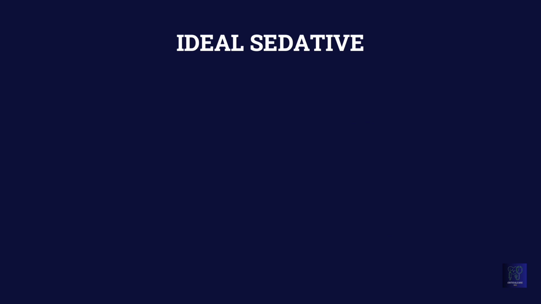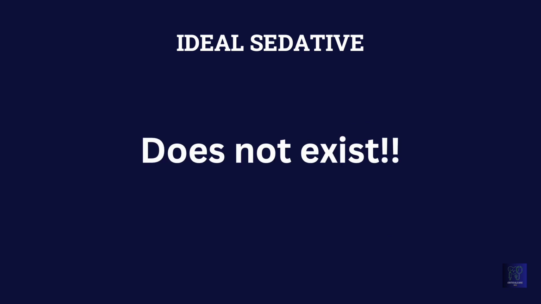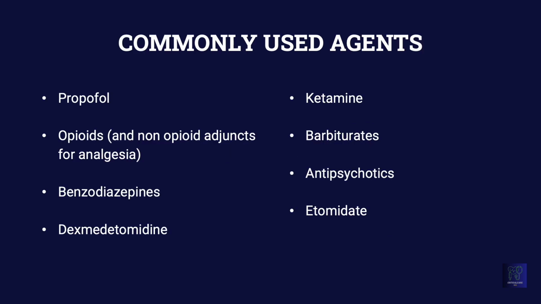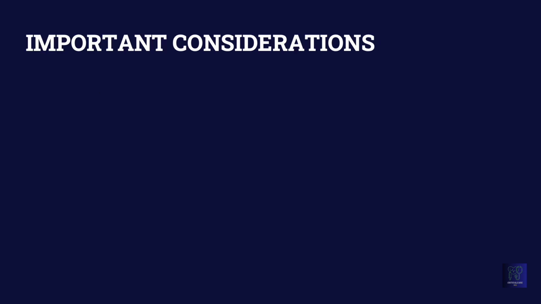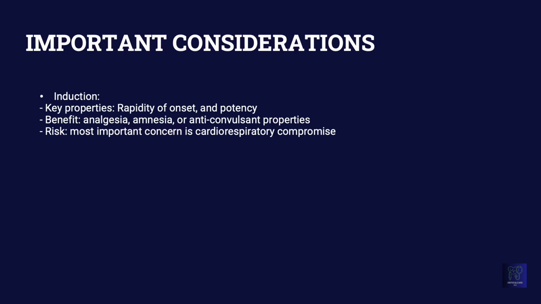Guess what? An ideal sedative does not exist. And that is why we have so many different options. Each agent has its own strengths and weaknesses, and it's important to understand those properties so that we can pick the right agent for a given situation. Think of sedation as having three different phases: induction, maintenance, and weaning. Here are some important considerations for each of those phases.